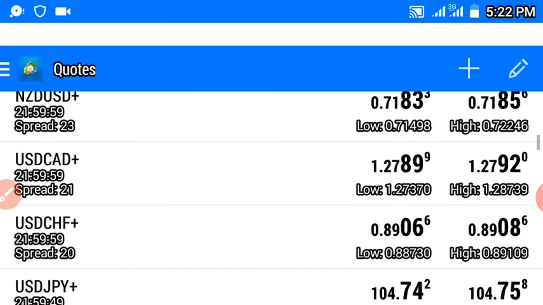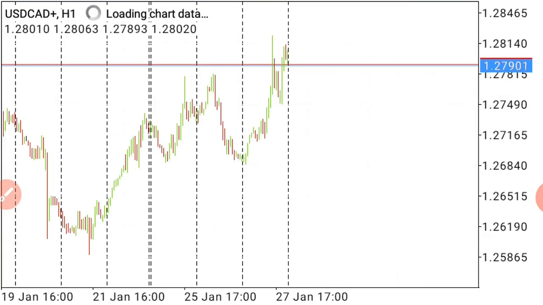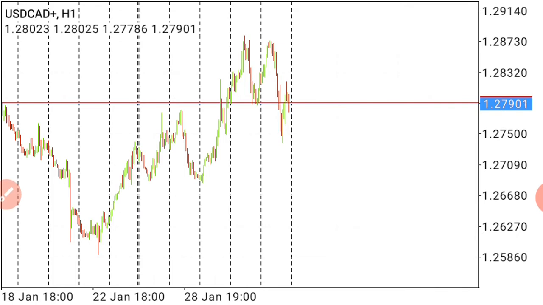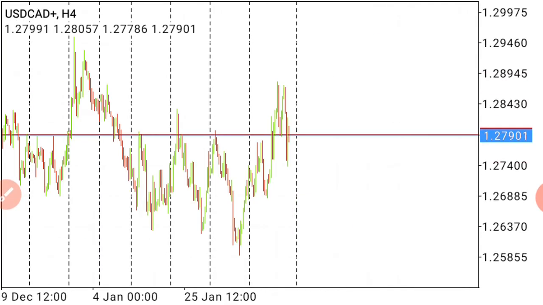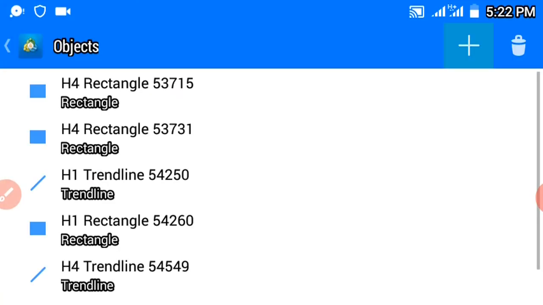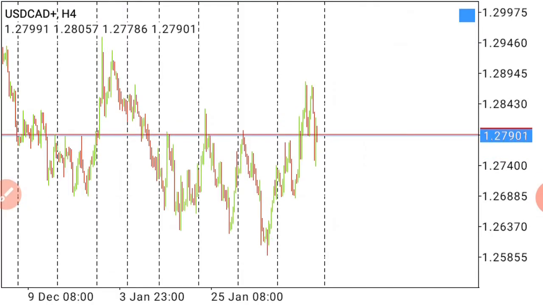That will be our next pair. I think we've taken 2 pairs already. So let's check out USD CAD. I love analyzing on the 4 hours. Okay, this is the 4 hours. So let's go on this.